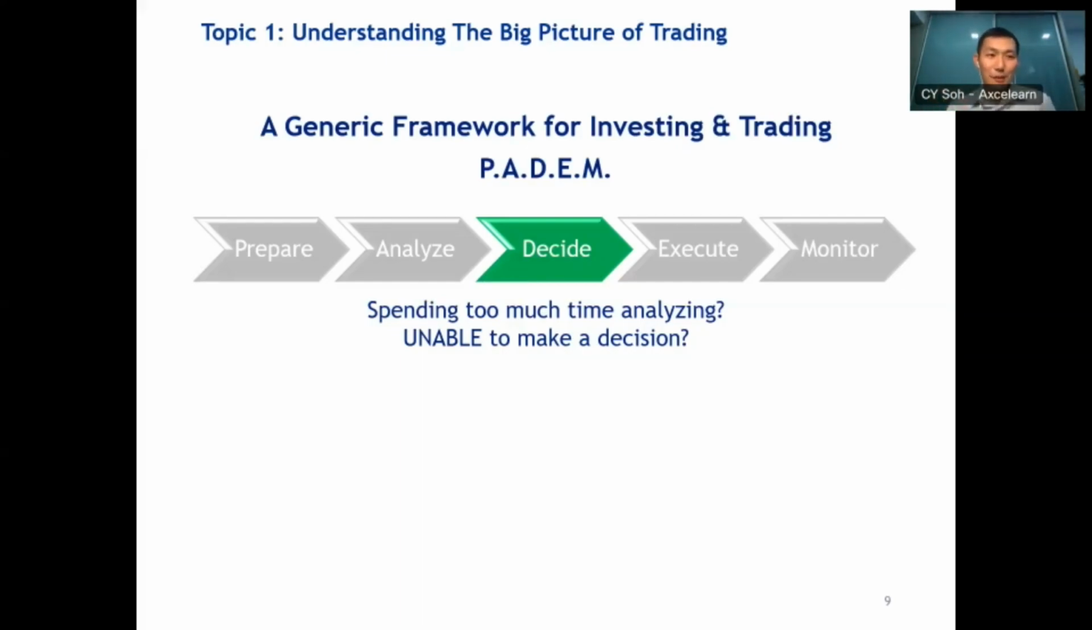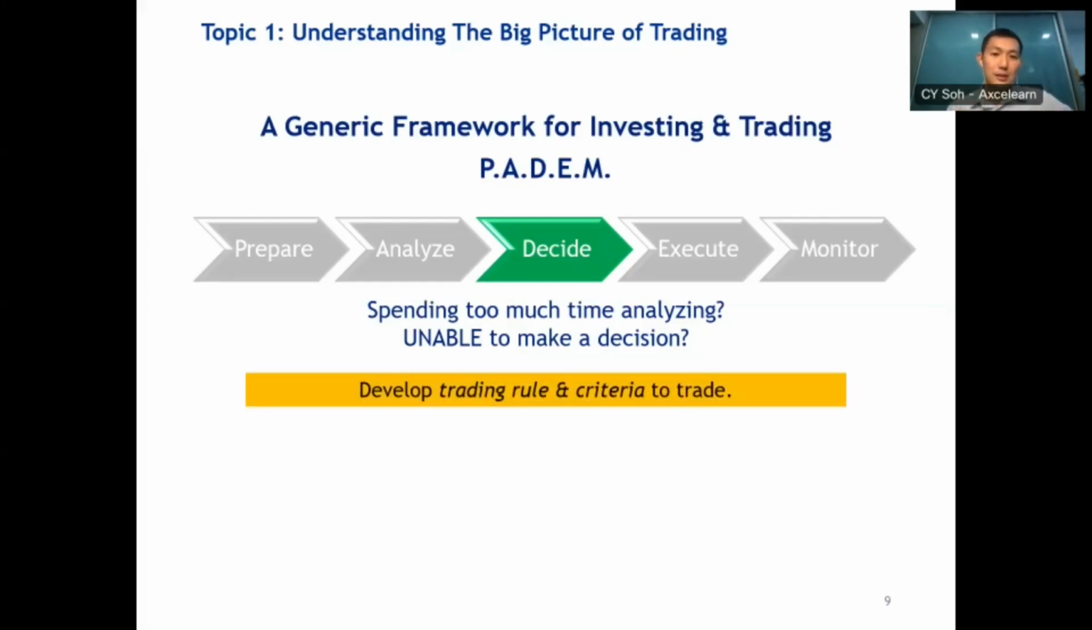It's actually a normal and common thing, and some of you put it as analysis paralysis, which is very correct. In fact, if you are unable to make decisions, it's actually quite an easy problem for you to solve. All you need to do is develop trading rules and criteria to trade, how you enter the market or how you exit the market. So I am also going to share this with you in the next topic.